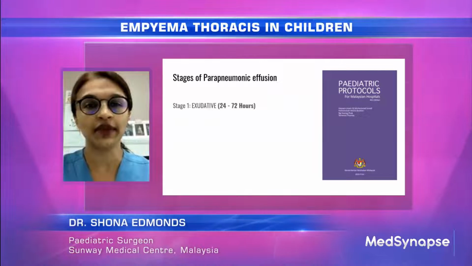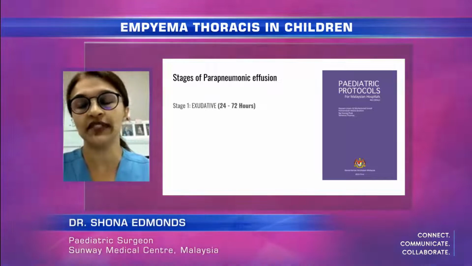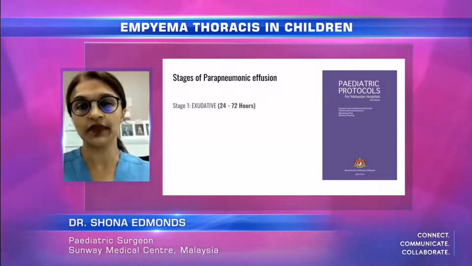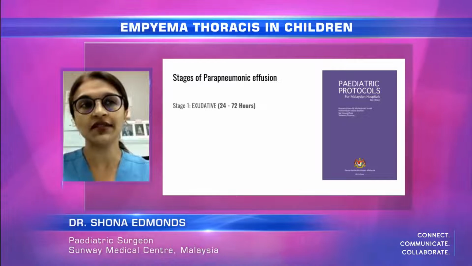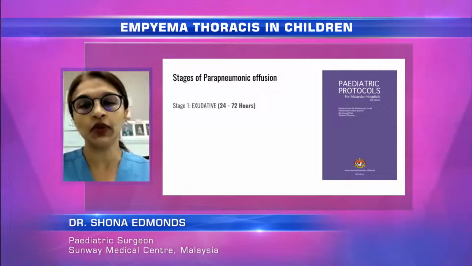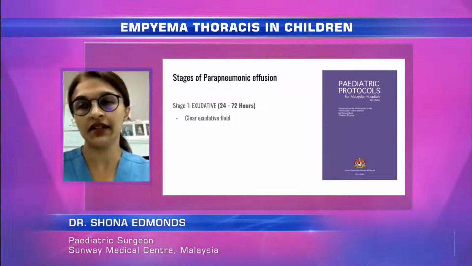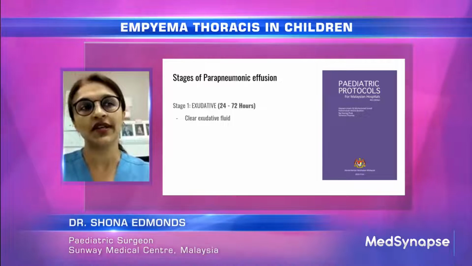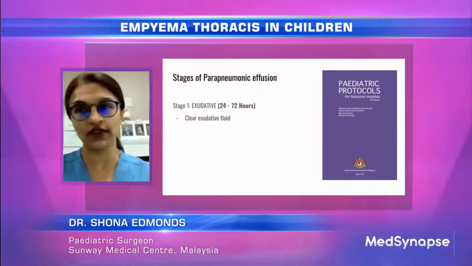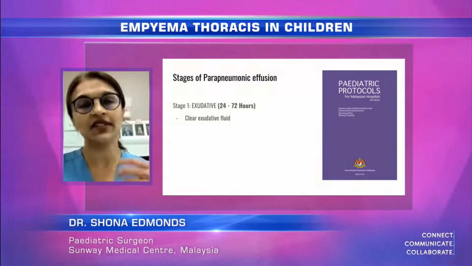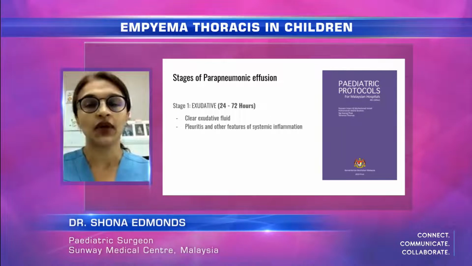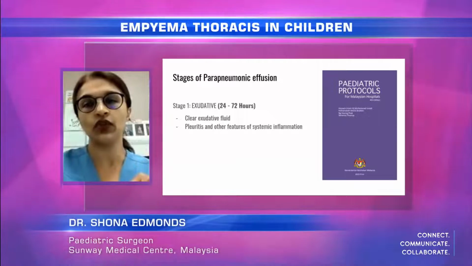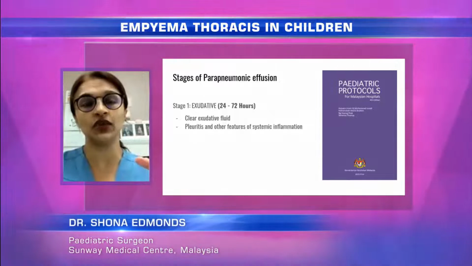Now the stages of parapneumonic effusion as defined globally would be stage 1, the exudative phase. This tends to happen between 24 to 72 hours from the onset of a pneumonia, right? Typically the pleural fluid is still very clear. It's a clear exudative fluid, and the patient has signs of systemic infection such as fever and cough, and there is some pleuritis.